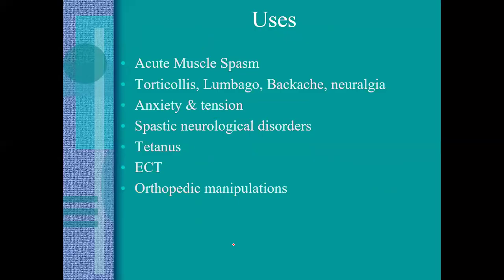Now, where do we use these drugs? These drugs are generally used for acute muscle spasm, torticollis, lumbago, anxiety and tension, spastic neurological disorders, tetanus, ECT, and various orthopedic manipulations, which include setting of fractures and dislocations.